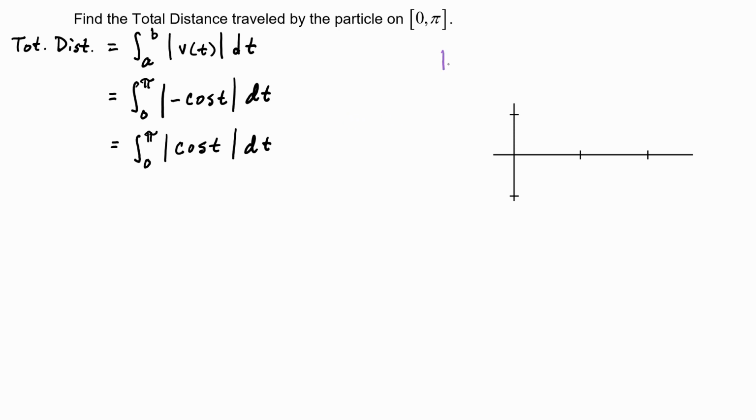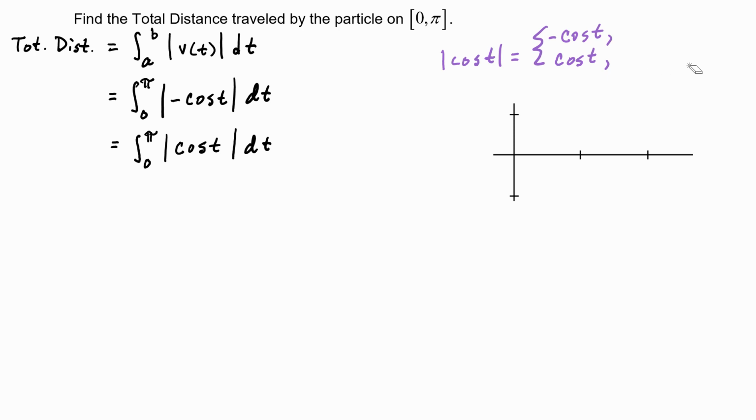We know that absolute value of cosine of t is going to equal negative cosine t whenever cosine of t is negative, and we need to figure this out. And it will equal cosine of t whenever cosine of t is greater than or equal to 0.